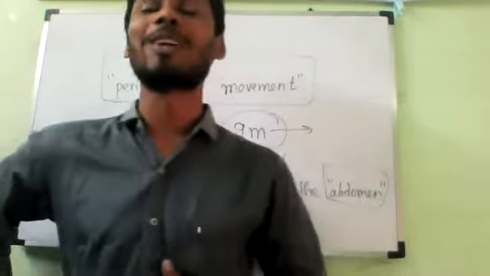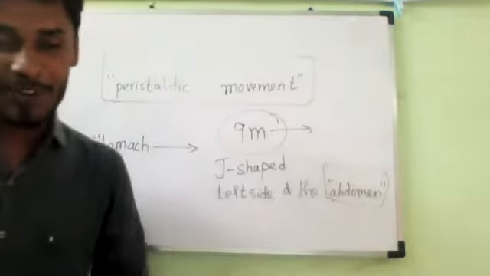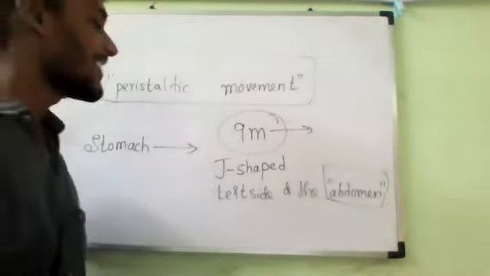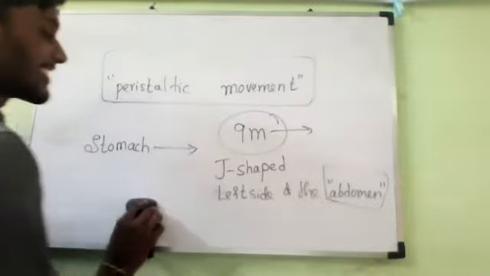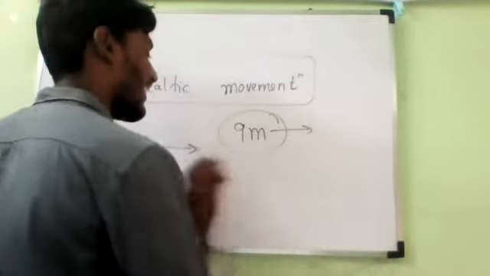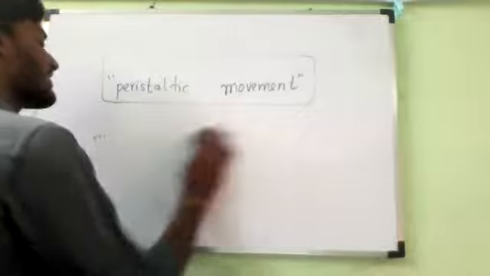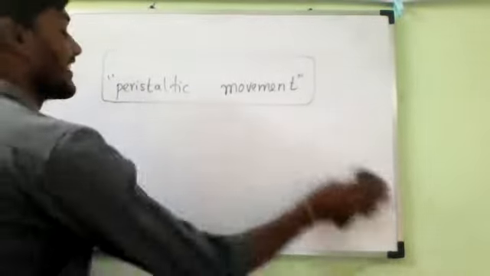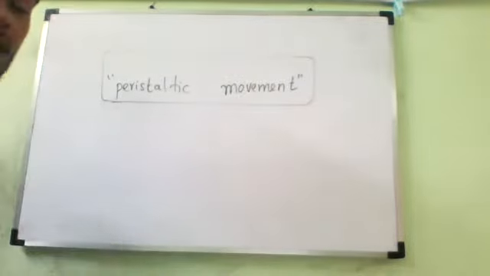Who brought the food to the stomach? Food pipe, sir. The food pipe is also called the esophagus. Esophagus. Alimentary canal, full system. Now food reaches our stomach.